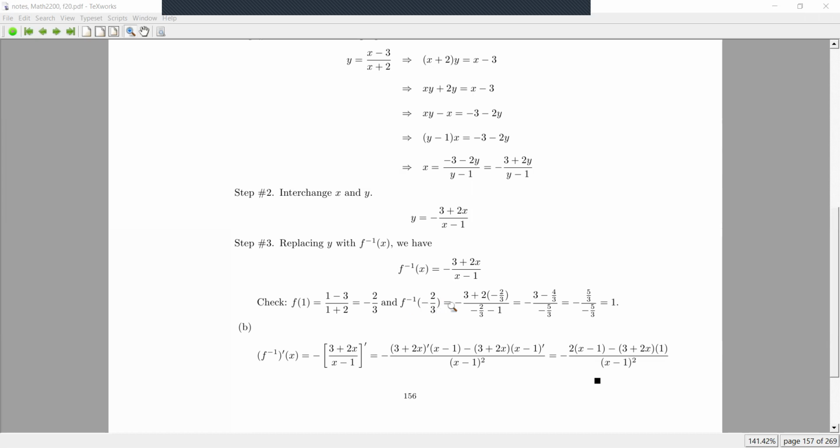Now have a check. Plug in negative 2 over 3 in the x here, then I have this equation. 2 times negative 2 over 3 is negative 4 over 3. Negative 2 over 3 minus 1 is negative 5 over 3. 3 minus 4 over 3 is 5 over 3. And this quotient is 1. Therefore, my answer to part A is correct.